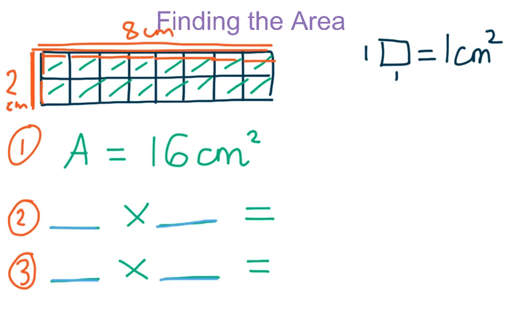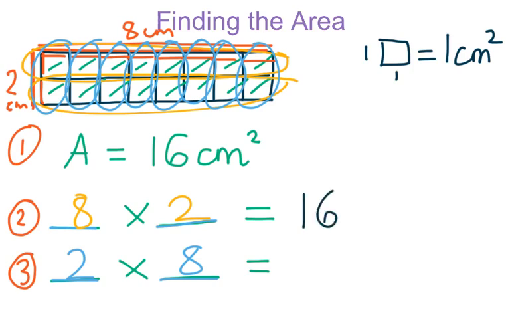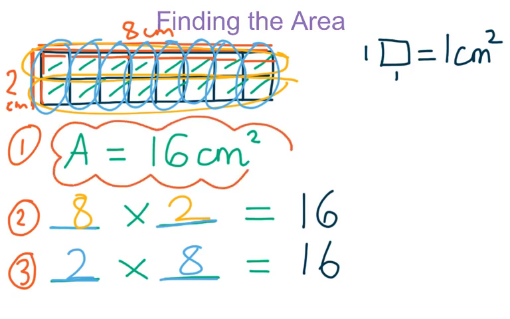So my 2 number sentences are either going to be 1 lot of 8 and 2 lots of 8, so 8 times 2, or how many groups of 2 could we have? 1, 2, 3, 4, 5, 6, 7, 8. So 2 times 8. Now both of those, when you do your 8 times table or your 2 times table, they give you an answer of 16 for both of them. So you know that the area of the rectangle is 16 centimetres squared.